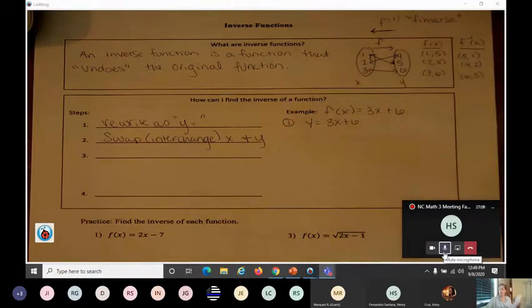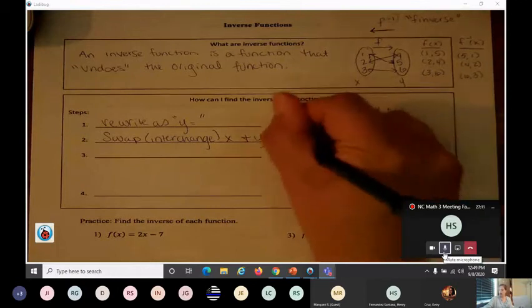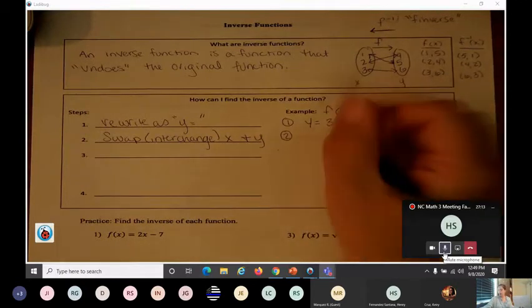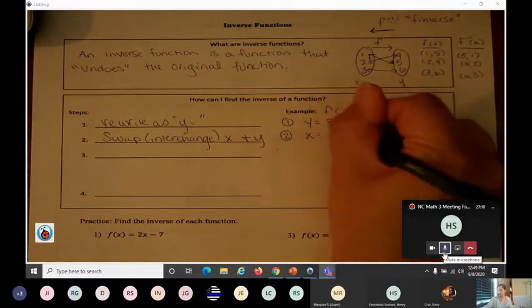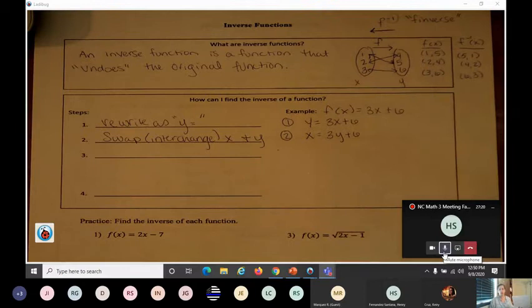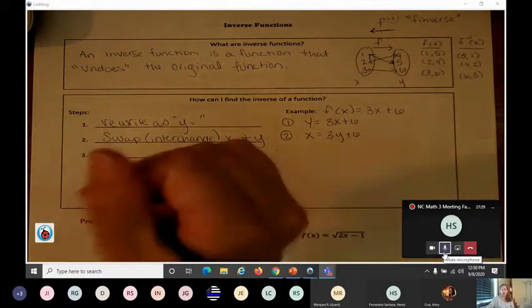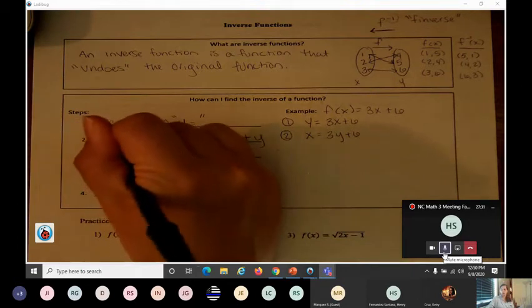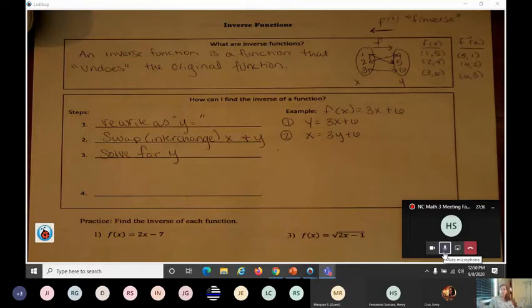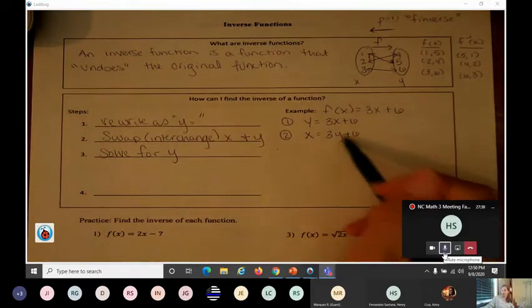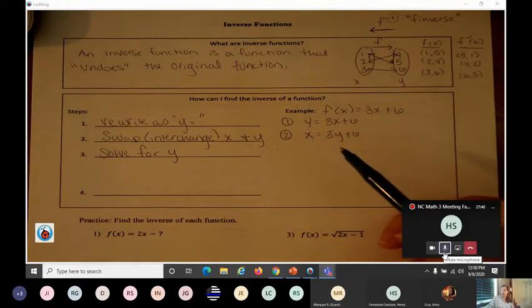Now, when I say swap the x and the y, I mean where there's a y, I'm going to write an x. Where there's an x, I'm going to write a y. What questions do you guys have about that so far? Now, in step 3, we're going to solve for y. So I'm solving for this y that's in the middle of all this stuff on the right-hand side.